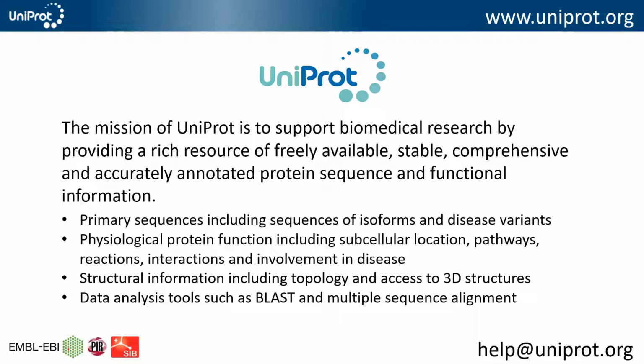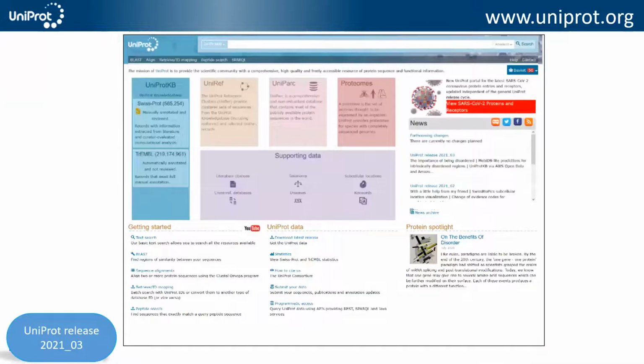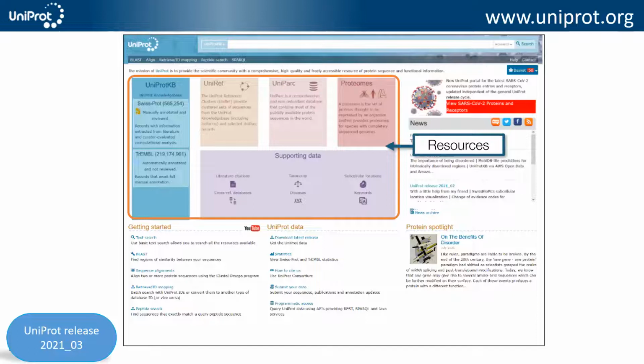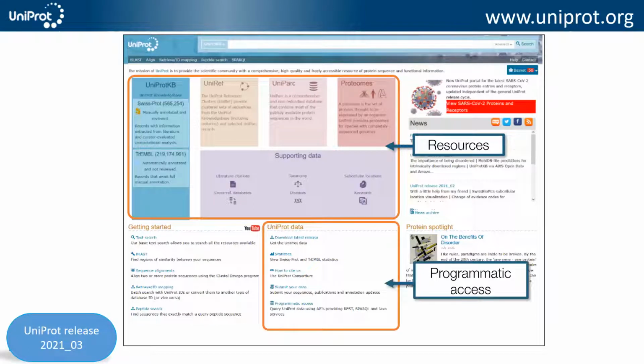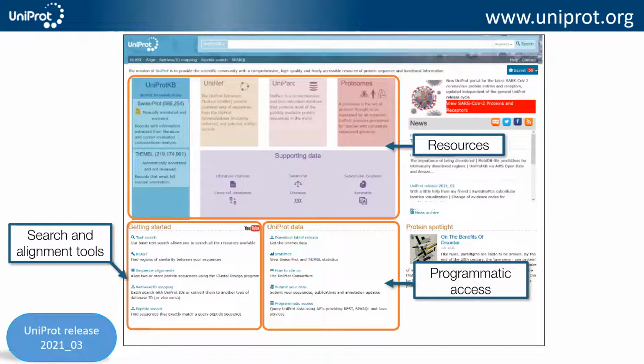Here at UniProt, we support biomedical research such as visual health by providing a rich resource of freely available, stable, comprehensive, and accurately annotated protein sequence and functional information. This includes primary sequences, isoforms and disease variants, physiological protein function, including subcellular location, pathways, reactions, interactions, and involvement in disease, structural information, and we also provide a number of tools such as BLAST and alignment. This is what our homepage looks like. Here are all of our resources, our programmatic access, some search and alignment tools, and some help on where to get started.